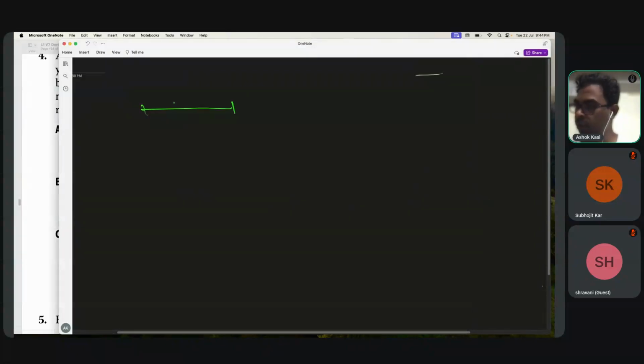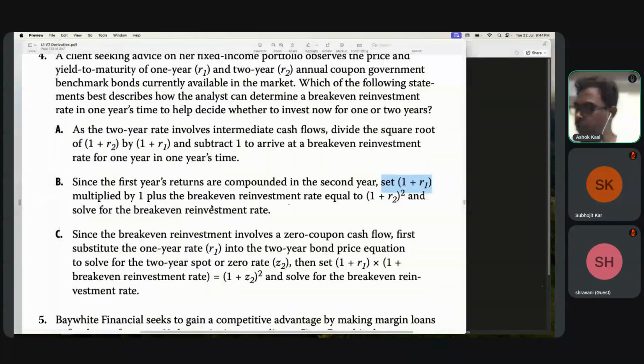1 plus, let's say this is 5%. And then plus 1 plus break even reinvestment rate. So this is for the second year. This one or this one? No, even this is not right.